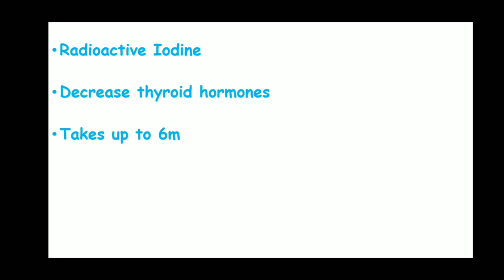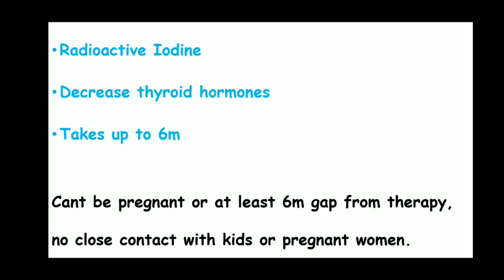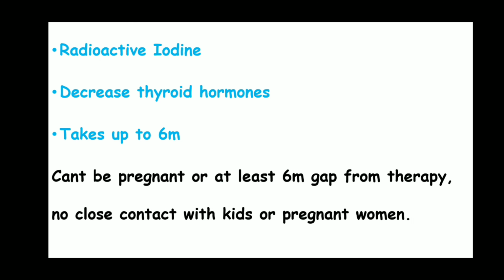Then radioactive iodine. We already said radioactive iodine is used for the diagnostic test. It also helps to shrink the size of the thyroid and destroy some of the cells of the thyroid. So it's also considered a part of treatment for the thyroid. But it takes up to some 6 months. The problem is the patient cannot become pregnant. It's radioactive, right? So they cannot become pregnant, or at least there should be a 6 months gap from the therapy before getting pregnant.